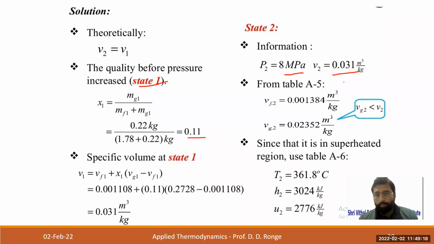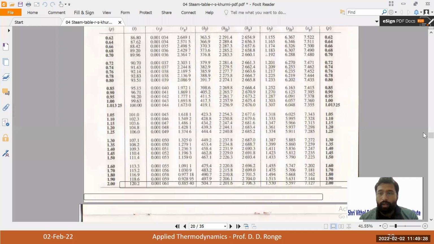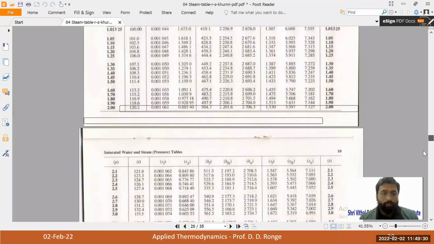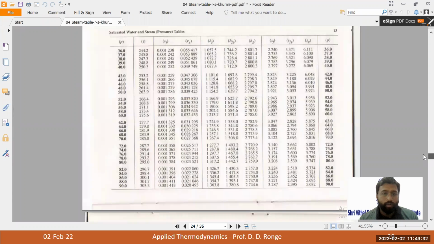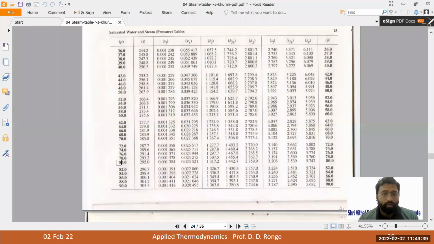Now from the table, again at 80 bar, we have to know VF2 and VG2. So at 80 bar, I'll go to the steam table. We'll go for the 80 bar value. Okay. So as you can see here, this is the 80 bar.